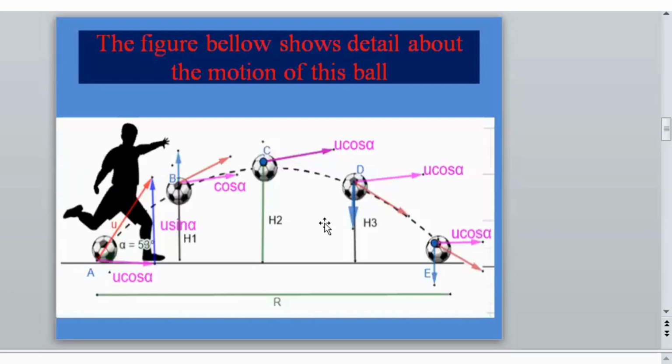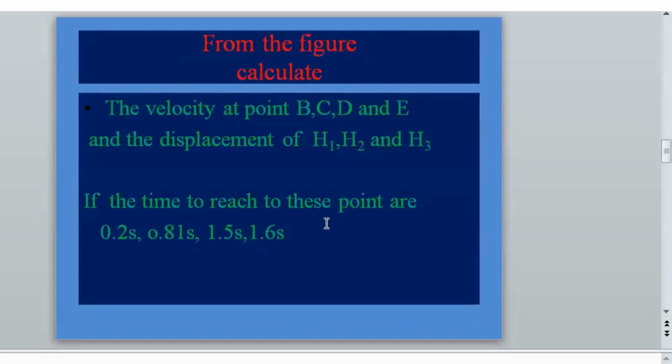Here is the path of the ball. From the figure, calculate the velocity at points B, C, D, and E, and the displacements H1, H2, and H3. The times to reach these points are 0.2, 0.81, 1.5, and 1.6 seconds.